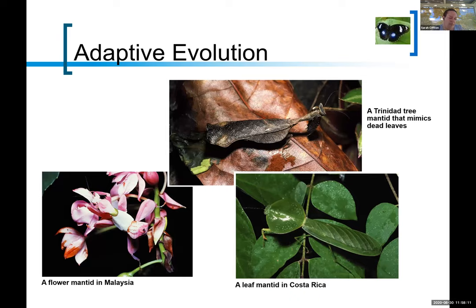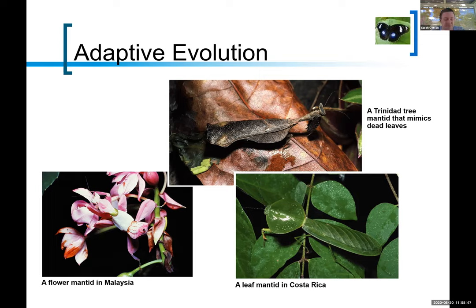Now, the results of natural selection can be extraordinarily adaptive, right? What you're looking at in this picture is three different mantids, like a praying mantis. If you've ever seen a praying mantis, we had a great one in our yard the other day and I had to rescue it from the dogs. The dogs were trying to eat it and they got one of its front legs. Anyway, I rescued it and put it in a tree and then it got back down on the ground because it's stupid. Anyway, okay.